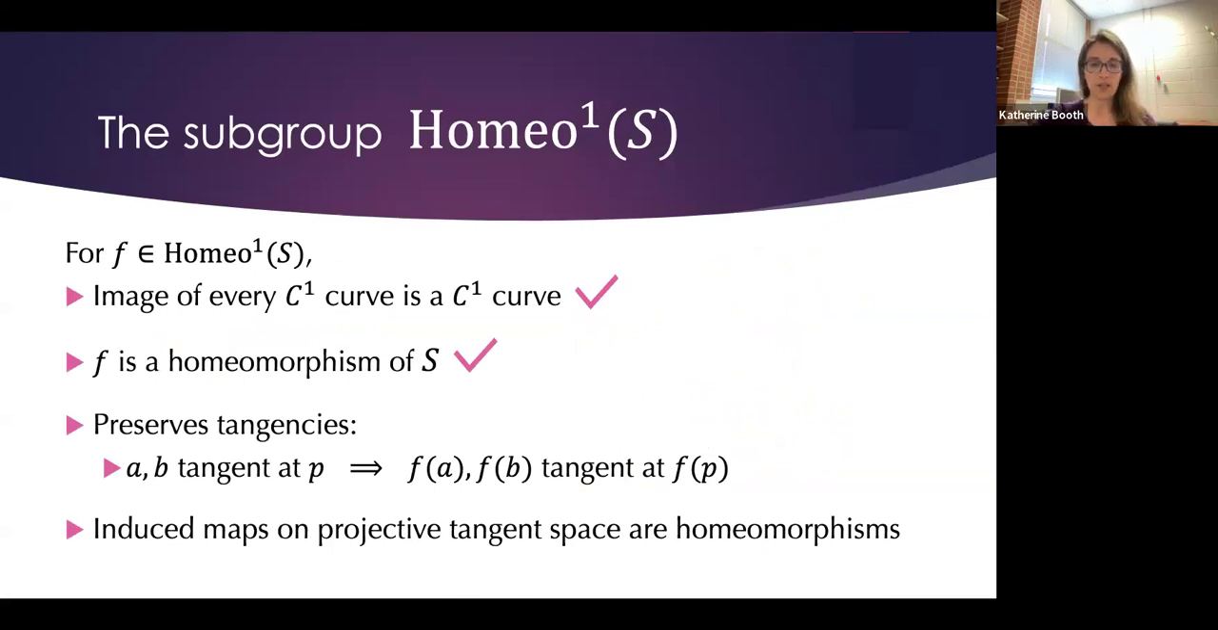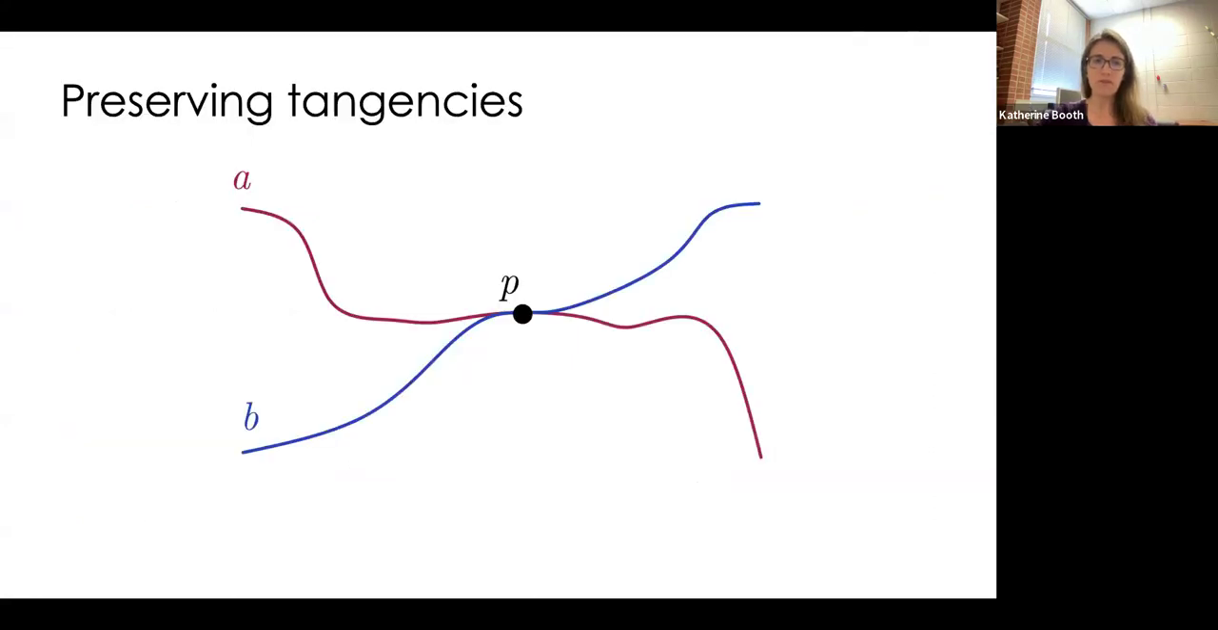All right, next one, preserving tangencies. Let's say I have two curves, A and B, that are tangent at a point P. How am I going to be able to tell that after I apply my homeomorphism, my element of Homeo1, this is still tangent? Because if you just have a homeomorphism, you can take curves that look like this, and make them transverse, where they do not have the same tangent direction.